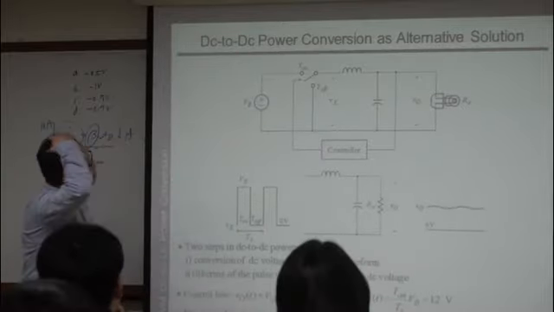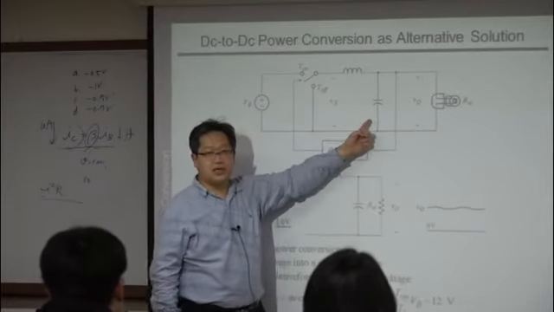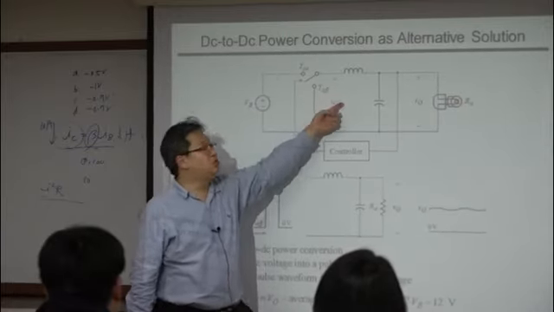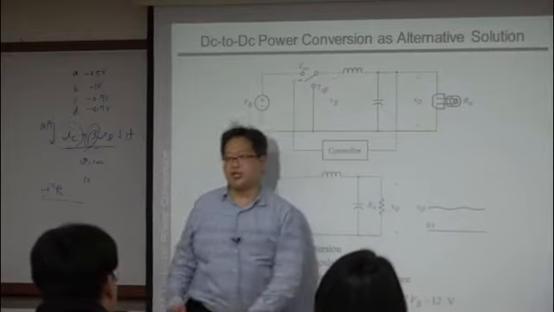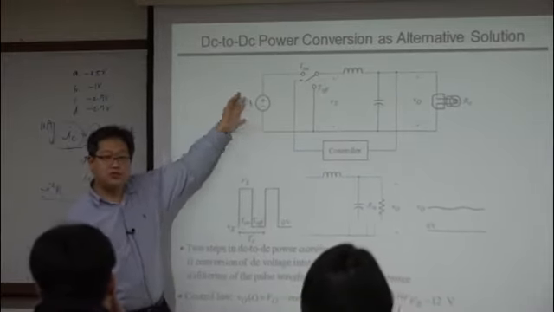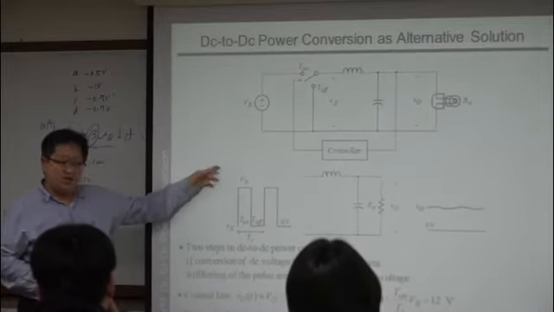Let's assume that you have ideal switches, ideal L, ideal C. Think about it, you don't have any loss component. Then the ratio of input and output power is 100%. So efficiency could be 100%. But that is the ideal case.